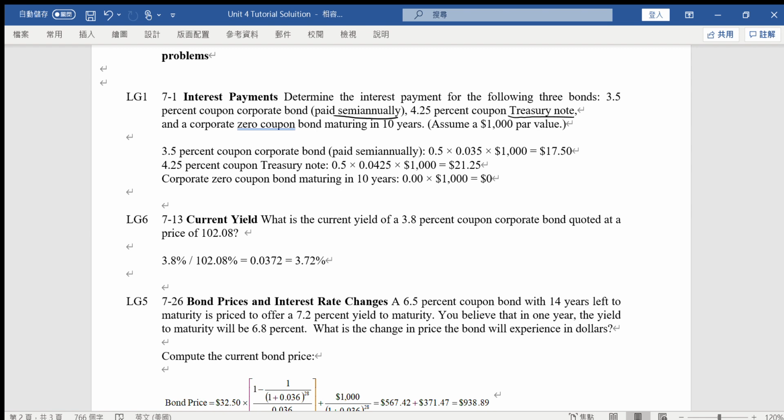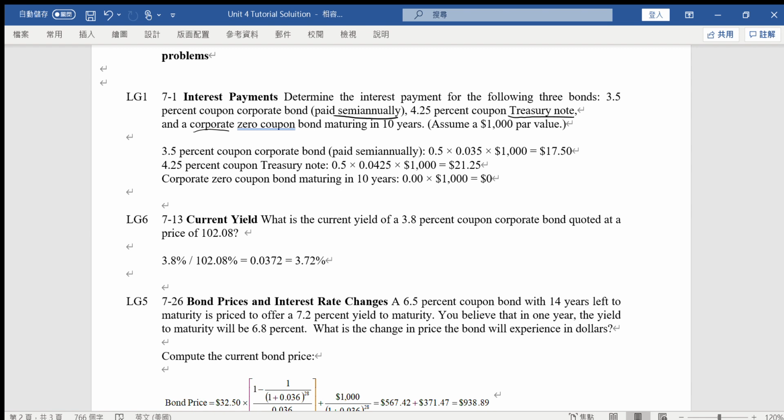Okay, for the final one, that is the corporate zero coupon bond. That will mature in 10 years. Assume a par value of 1,000 for this corporate bond. A corporate bond also needs to define what the par value is, but for the government one, that should be 1,000, right? Okay, then we can calculate the concerning interest payment.